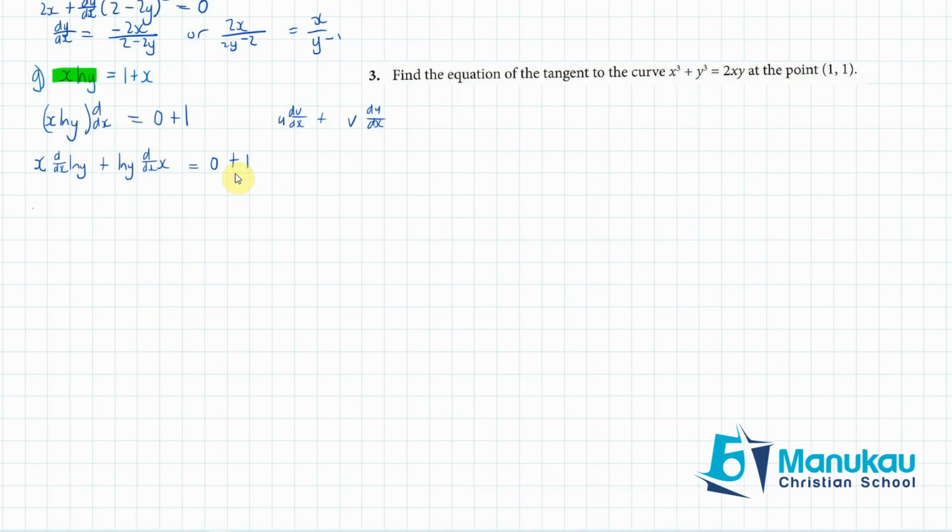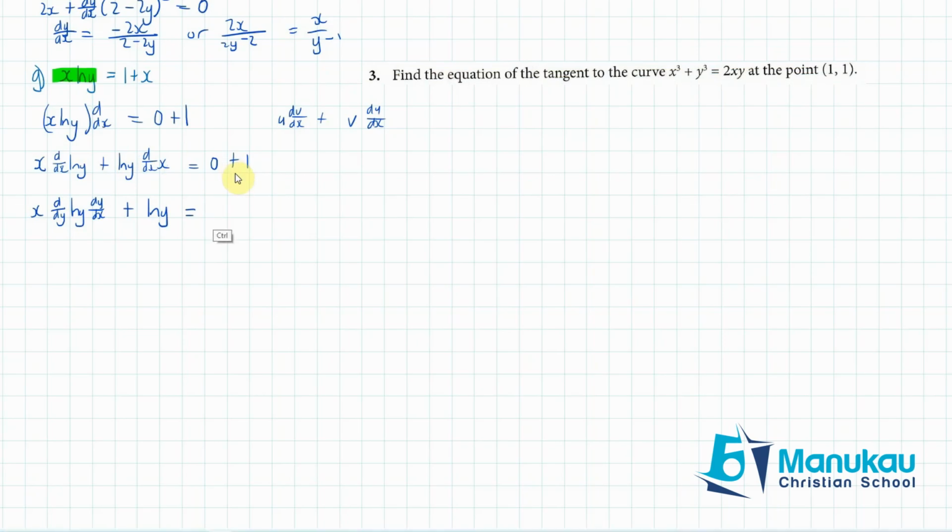Now, obviously I can't apply d dx to ln y, so it's going to be d dy of ln y times dy dx, plus, and then this part's easy, isn't it, really, because I can apply d dx to x, that's just 1, so I'm left with ln y there.